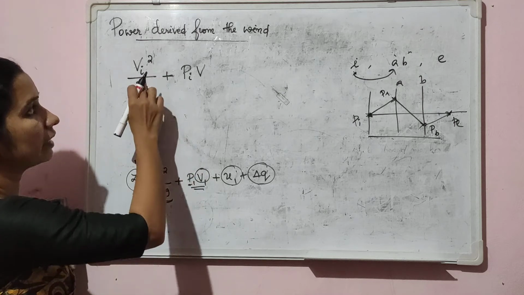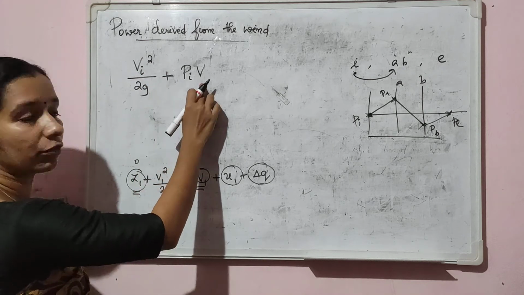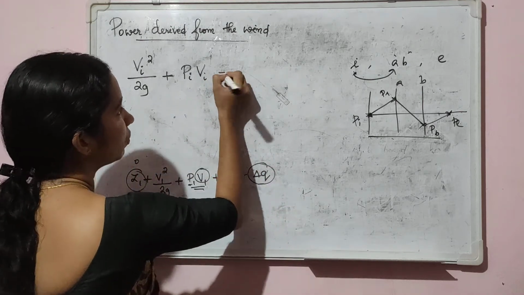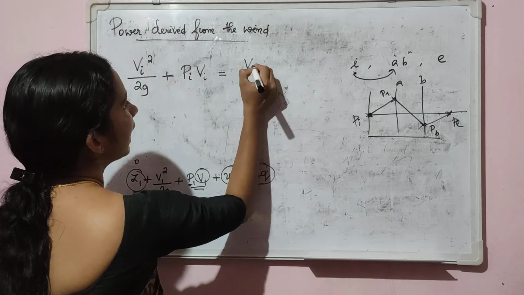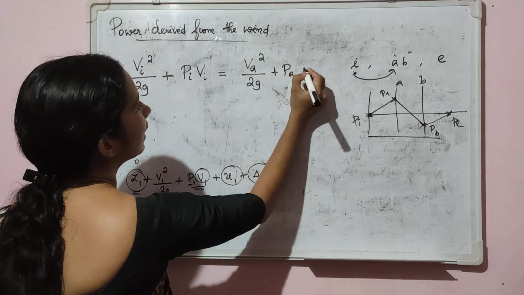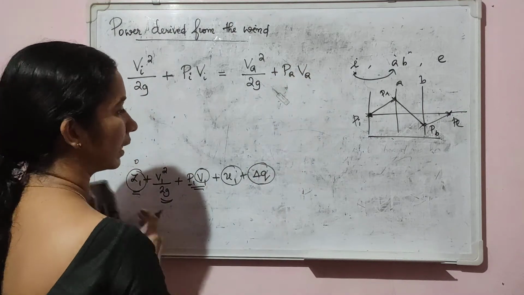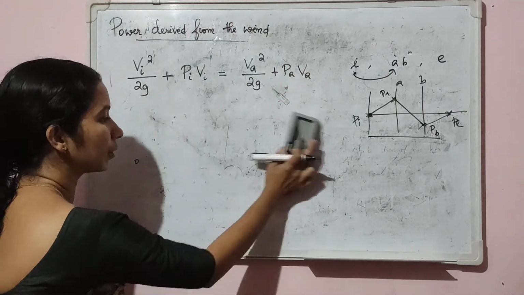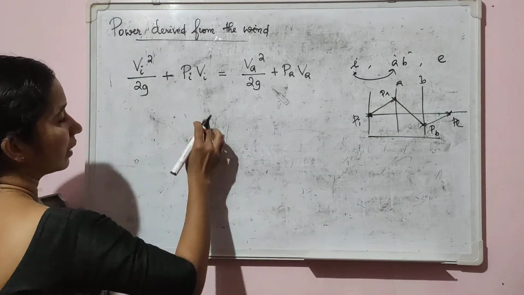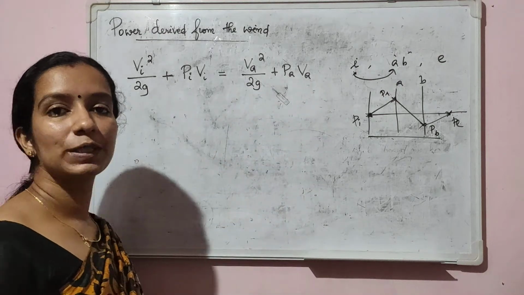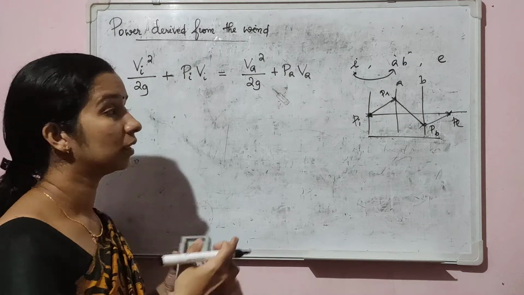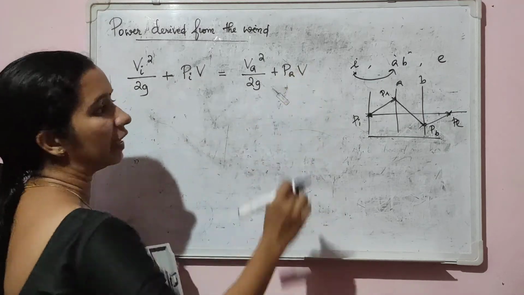So kinetic energy is Vi square by 2G plus flow energy is Pi into Vi, which is equal to the right hand side, Va square divided by 2G plus Pa into Va. This will be the energy equation for the thermodynamic system between I and A. Here Vi and Va denote the volume. The volume of air does not change in this case, so we can write both as V.